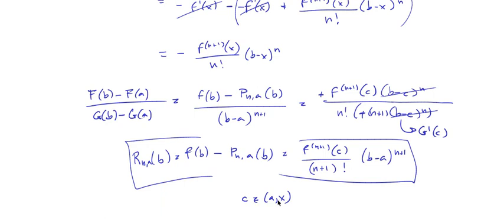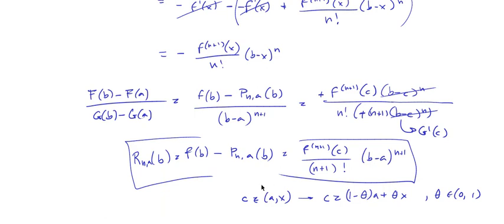Well, if c is between a and x, this means that we can always write c as (1 minus theta) a plus theta x, where theta is between 0 and 1, right? So if theta is very close to 0, then c is very close to a, and if theta is very close to 1, then this is close to x, right? So we can rewrite, instead of having c here, this expression, so that gives you a sense of the point c being between a and x. Okay.